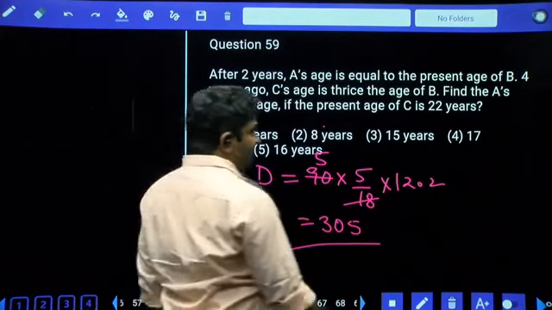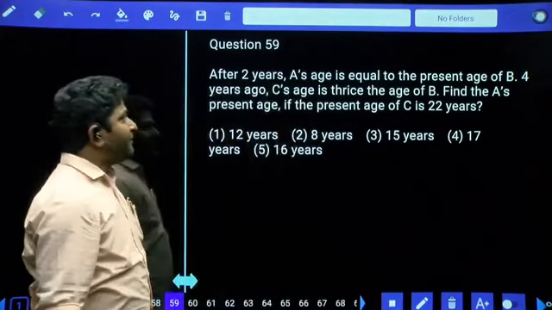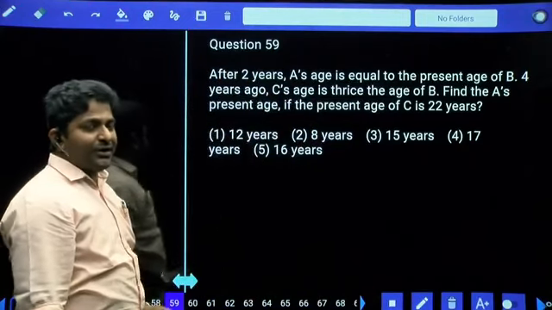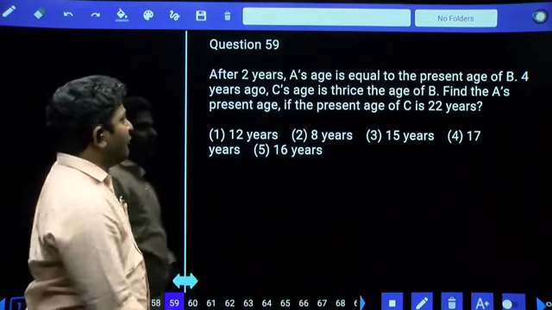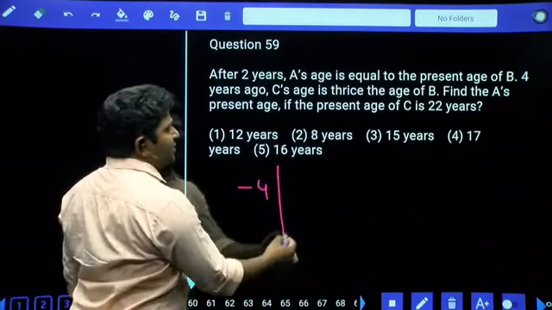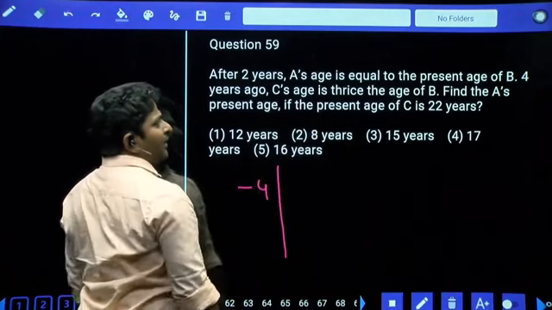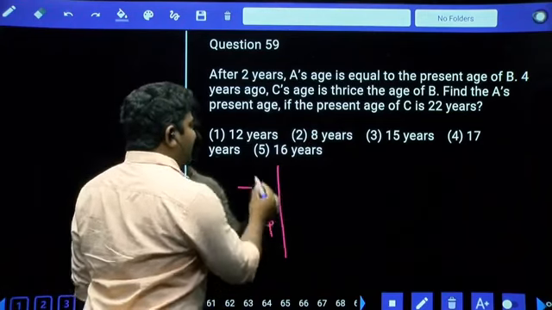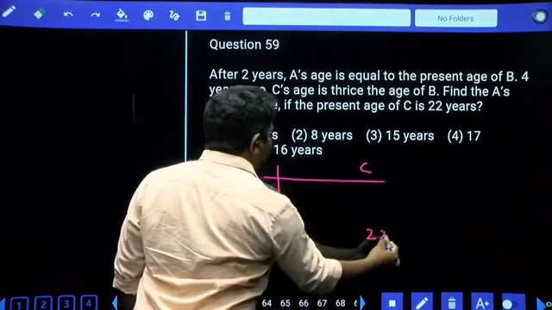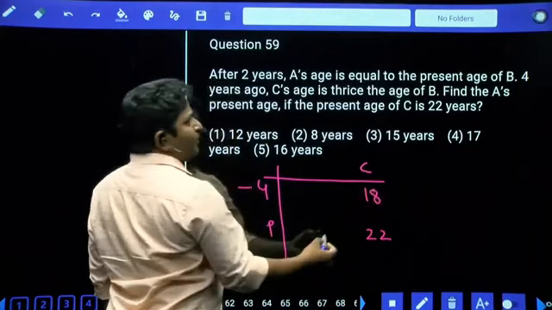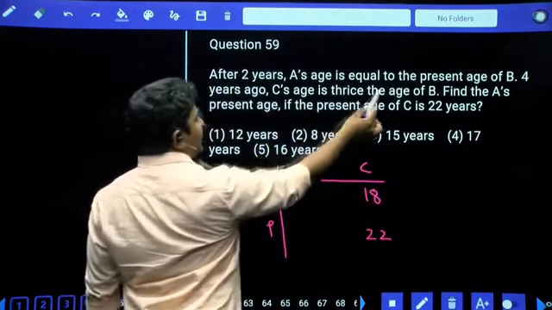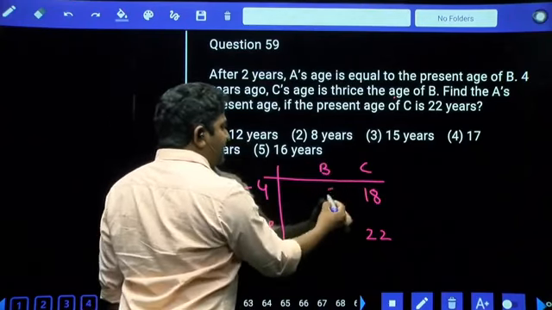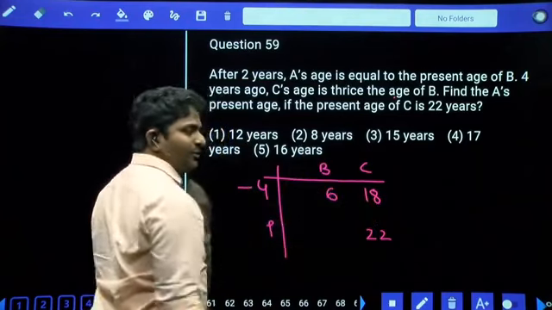After 2 years, A's age is equal to the present age of B. So that means the age difference between A and B is equal to 2 years. Anytime, the age difference between any two persons must be seen. 4 years ago, C's age is thrice that of B. Find A's present age if the present age of C is equal to 22. If present age of C is 22, 4 years back it was 18, and C's age 4 years back was 3 times B's age at that time. So then B's age must be 6 years, then only 6 threes is equal to 18.